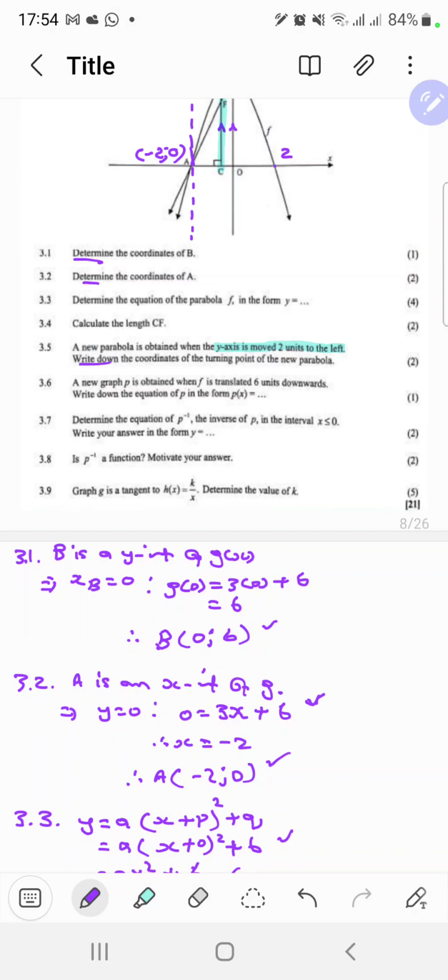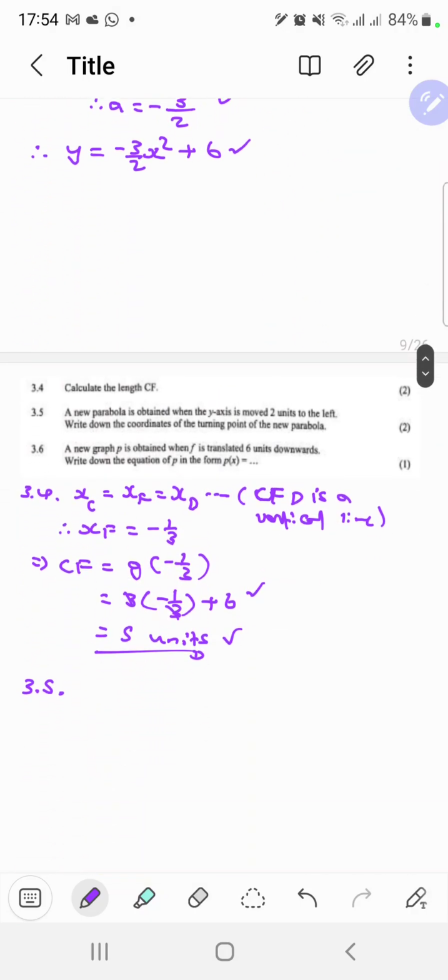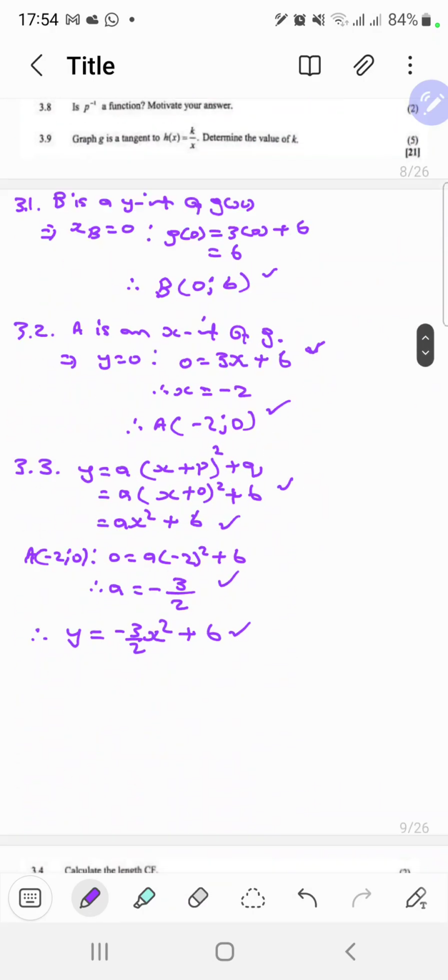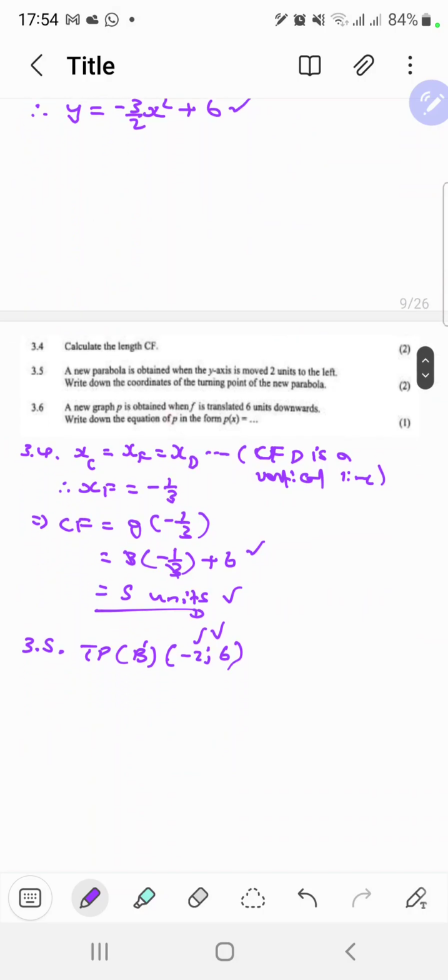And then this time they say write down, so you don't have to explain. So you can say the turning point, or you can say B prime is going to be -2 and 6. Done. And then of course you get your 2 marks here for that. Of course you already know what is going on, so you don't need to explain. Okay, great stuff. So they just wanted the turning point, not a problem.